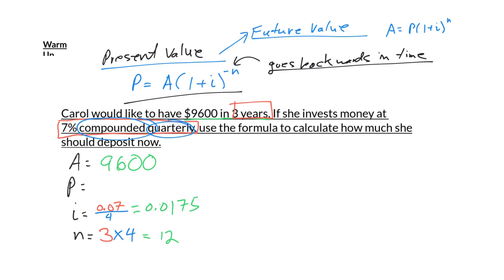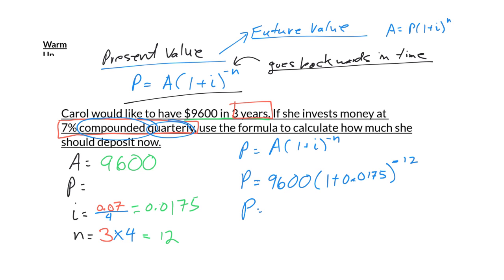So now we can use our present value equation, which is P is equal to A(1 plus i) raised to the negative n. And when we punch that in, you're going to get the following. P is equal to 9,600(1 plus 0.0175) raised to the negative 12, which we can simplify on paper to be 9,600 times 1.0175 raised to the negative 12.